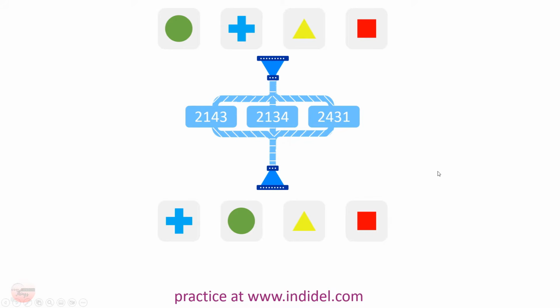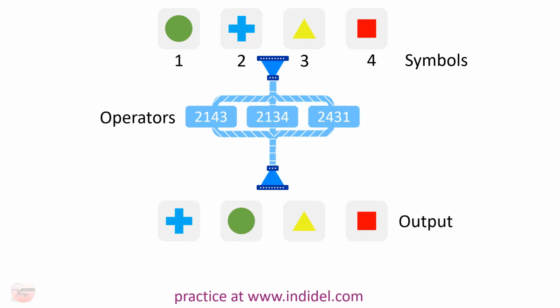And this is one of the examples of the switch test. You can see 4 symbols on the top as an input and 3 operators in the middle, and again 4 symbols at the output. So in each operator, each number represents the rearrangement of the input so you can get the output. Let's work on this example. We have green as number 1, we have blue as number 2, we have yellow as number 3, and we have red as number 4.